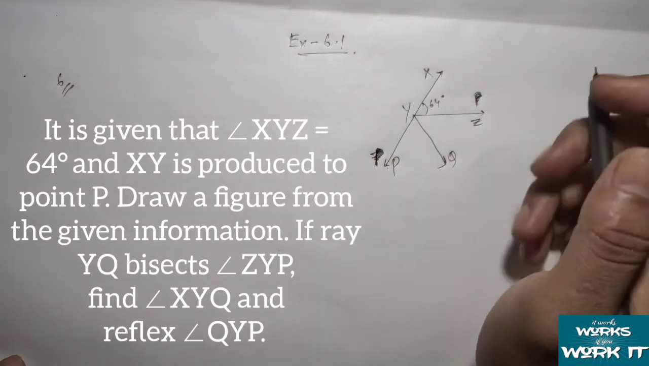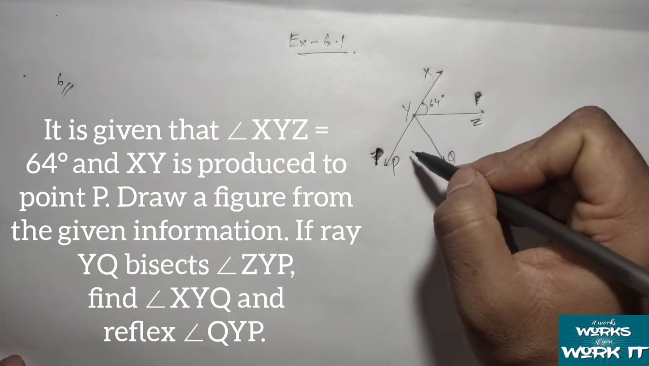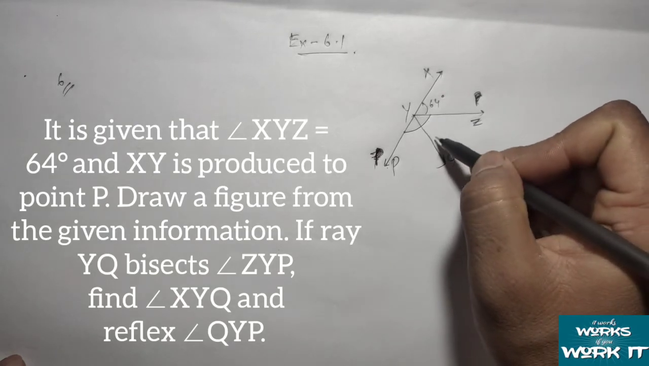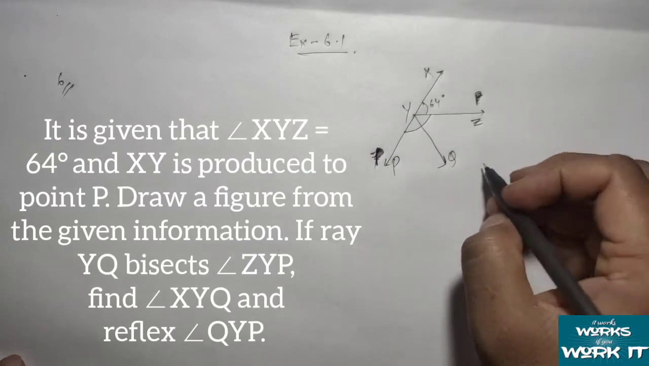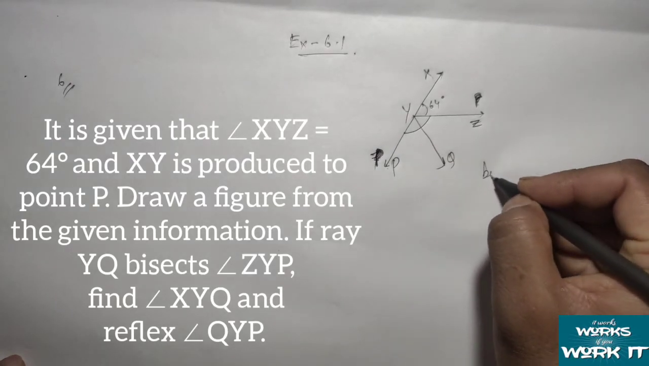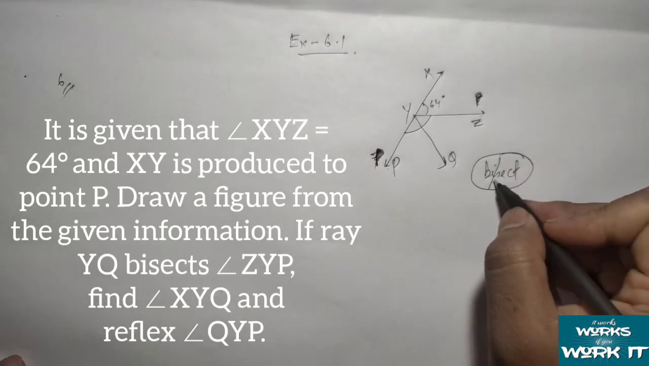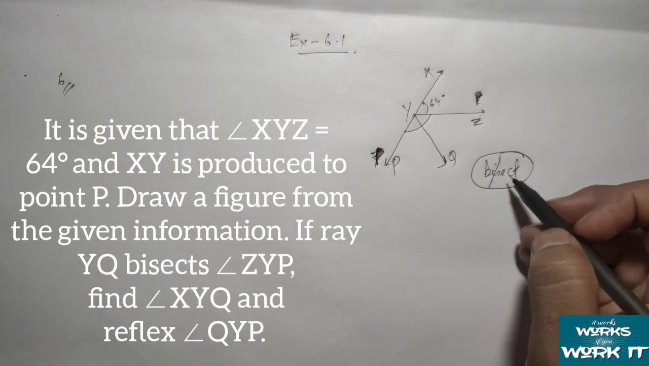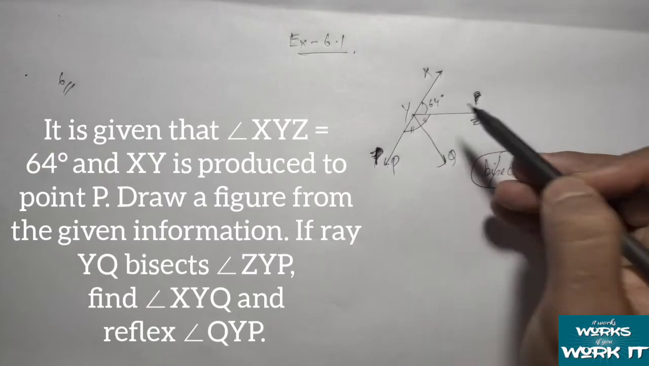Ray YQ bisects angle ZYP. So this ray YQ is bisecting which angle? ZYP. You know already that bisect means two equal sections. Bi means two and sect means section. So two equal parts. So here we are getting two equal angles, this one and this one.